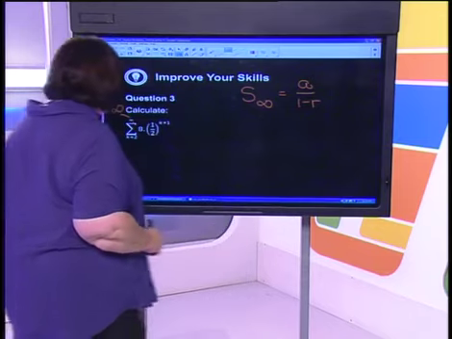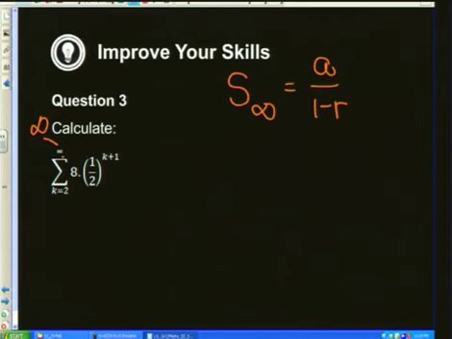So let's have a look at what it says there. It says sum from k equals 2 to infinity of 8 times a half to the k plus 1.